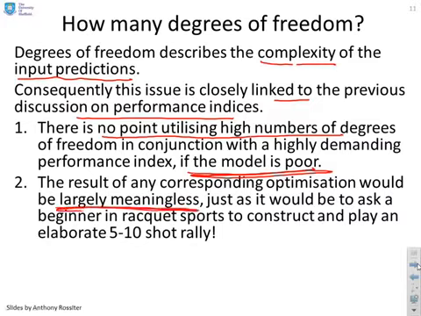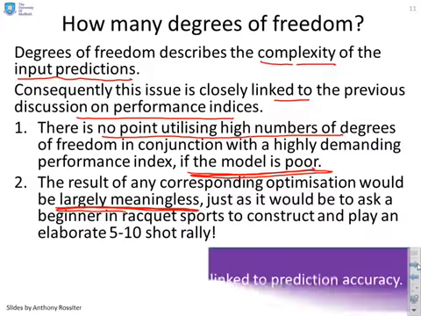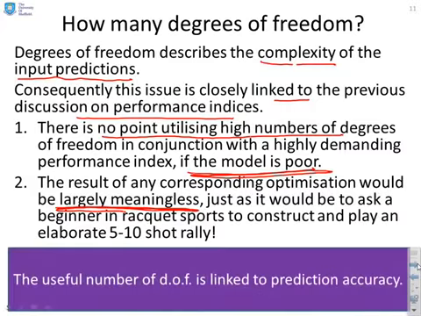Now, the result of any corresponding optimization would be largely meaningless. That's the key point. So if you've got a poor model, but you use a very demanding performance index and lots of degrees of freedom, the solution you get will not mean very much. Okay, so the useful number of degrees of freedom is actually linked to how accurately you can predict. If you can't predict accurately, then there's no point in having lots of degrees of freedom.